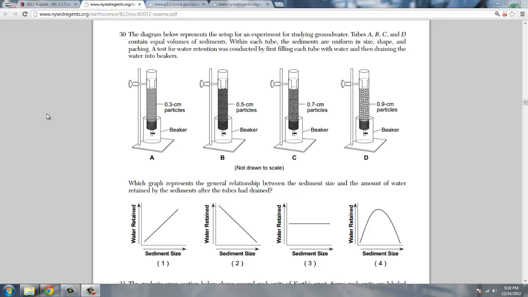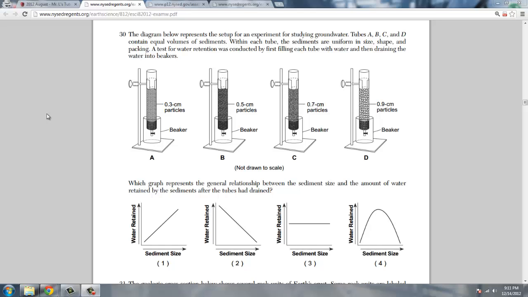Question number 30. The diagram below represents the setup for an experiment for studying groundwater. Tubes A, B, C, and D contain equal volumes of sediments. Within each tube, the sediments are uniform in size, shape, and packing. A test for water retention was conducted by first filling each tube with water, then draining the water into beakers.